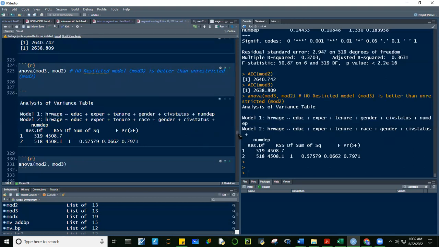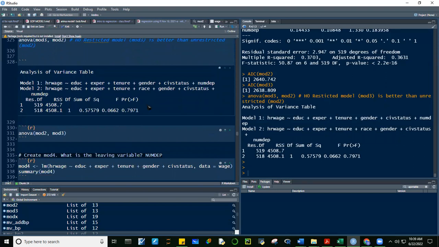Okay, and what's our p-value? What's our prognosis, guys? P-value is greater than 0.05. Therefore, ang analysis natin, we fail to reject the null hypothesis that the restricted model is better than the unrestricted model. So dito lumalabas na mas maganda si model 3. Mas maganda yung restricted, no? Mas maganda yung walang race. Okay? So it agrees with the adjusted R-squared. Mas mataas kasi adjusted R-squared ni model 3. It agrees with the AIC and the ANOVA. Okay? Confirms this, no? That mas maganda si model number 3.